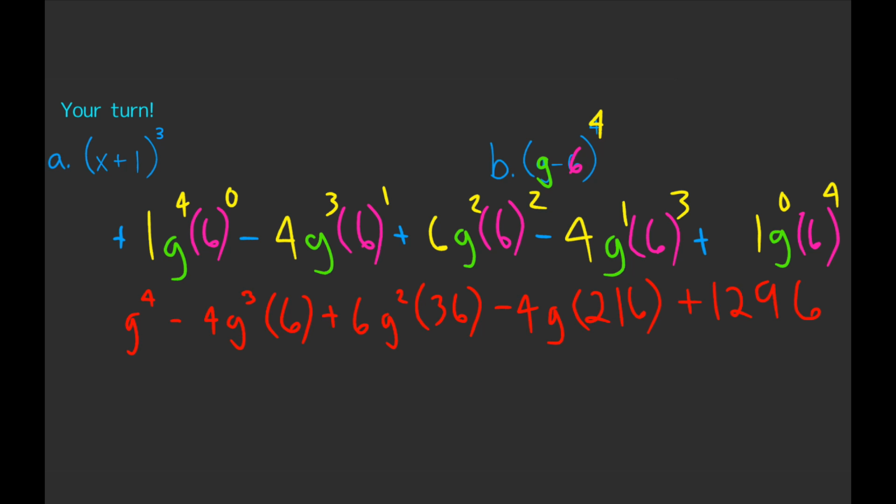1296. Now let's simplify a little more. We have g to the 4th power minus 4 times 6, which is 24, g to the 3rd power, plus 6 times 36, which is 216, g to the 2nd power, minus 4 times 216, which equals 864, times g, plus 1296. And this expression is our final answer.